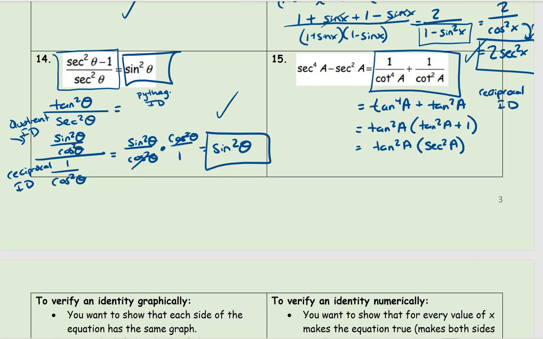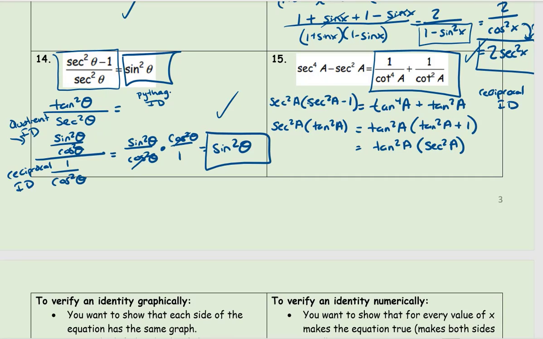And what we're going to do is look to the other side for a little bit. So we have secant to the 4th of a minus secant squared a. They both have a secant squared in them, so I'm going to factor that out. So now I have secant squared a times (secant squared a minus 1). Now we know that from Pythagorean identities, secant squared a minus 1 is just tangent squared a.